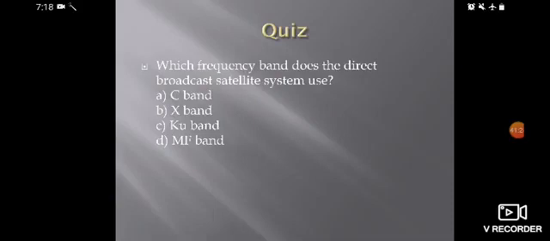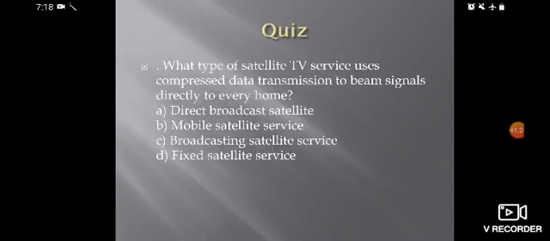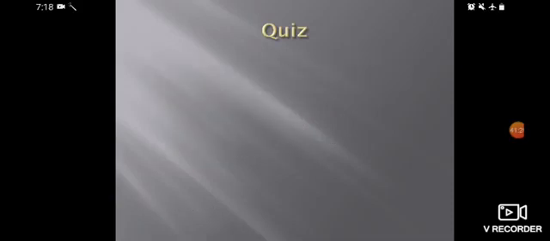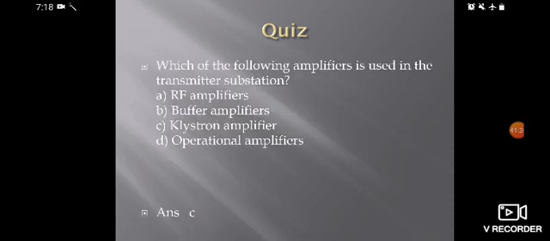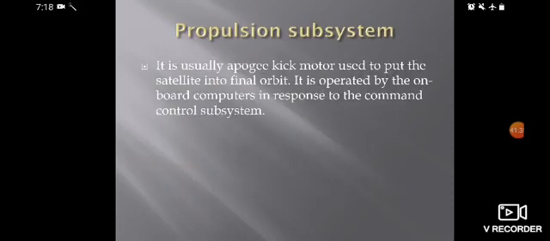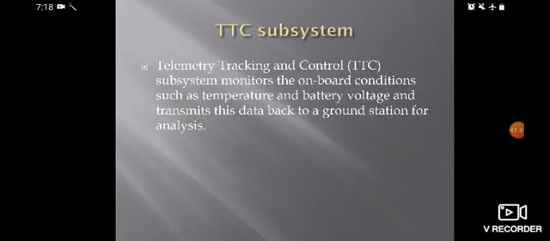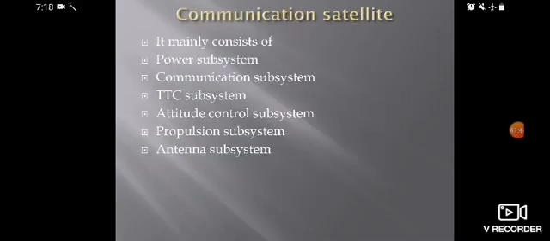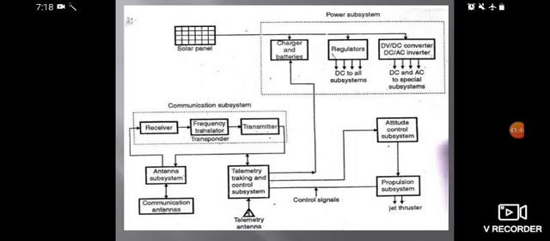So in this session, I have told about what a communication satellite is and what the main blocks involved in the communication satellite are. What are the functions of the transponders? I have told about this. And what are the applications of communication satellites? I have also told what the main blocks involved in communication satellites are, and the functions of transponders.